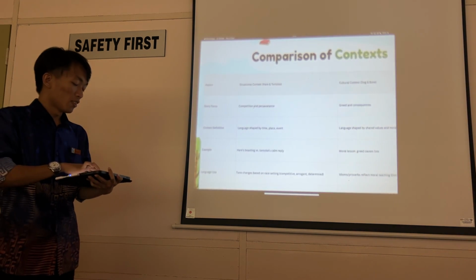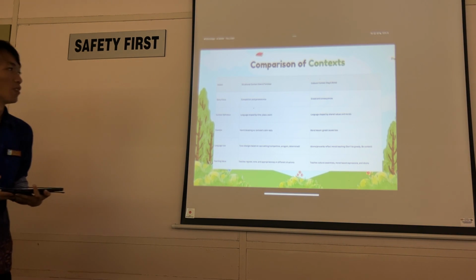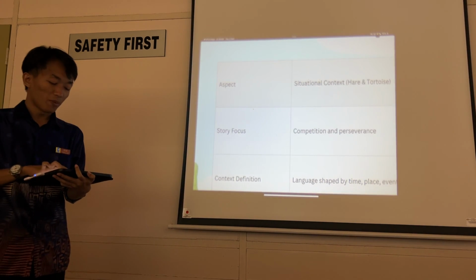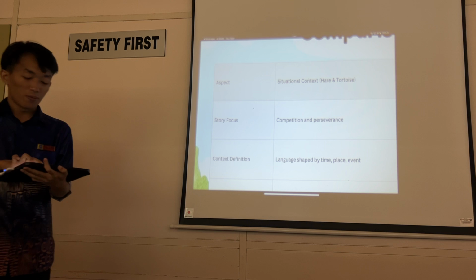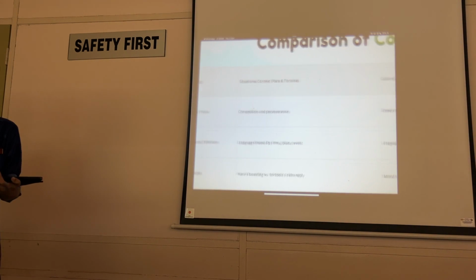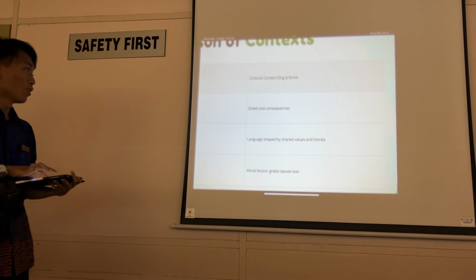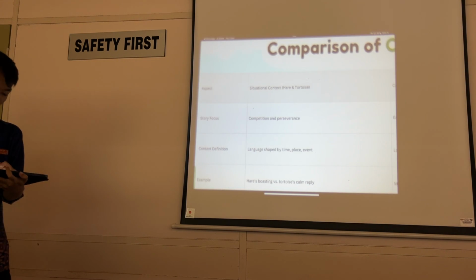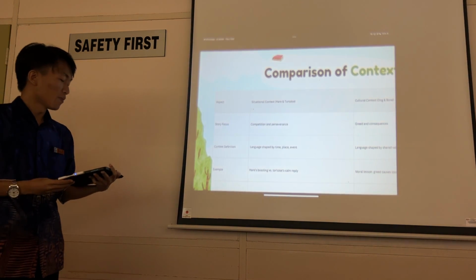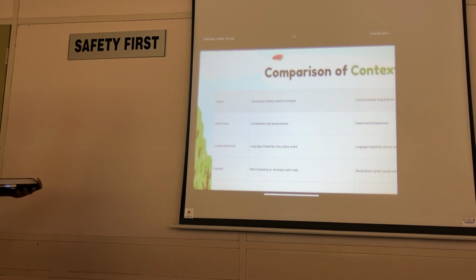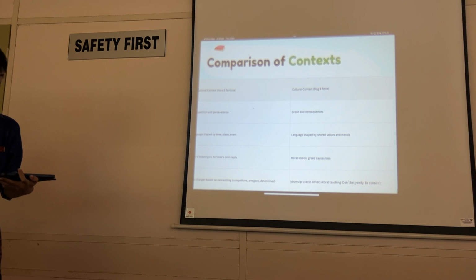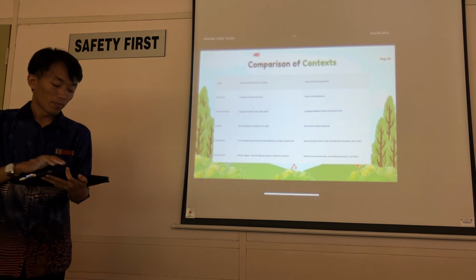Alright, so this is just the overall comparison of context. We're going to look at it. So first we have the first story, the hare and the tortoise, and also the second story, the dog and the bone. Now, for the story focus, the first story focuses on competition and perseverance. The second story focuses on greed and consequences.